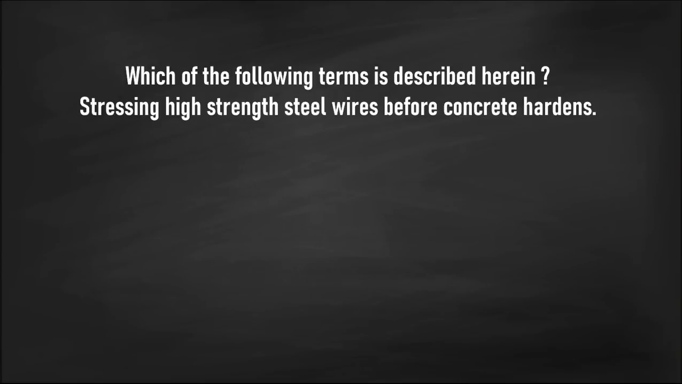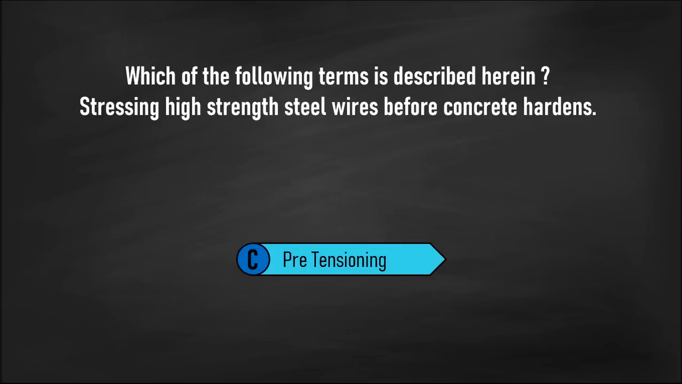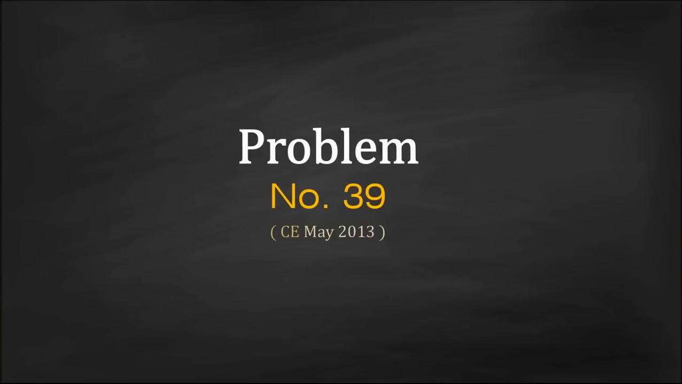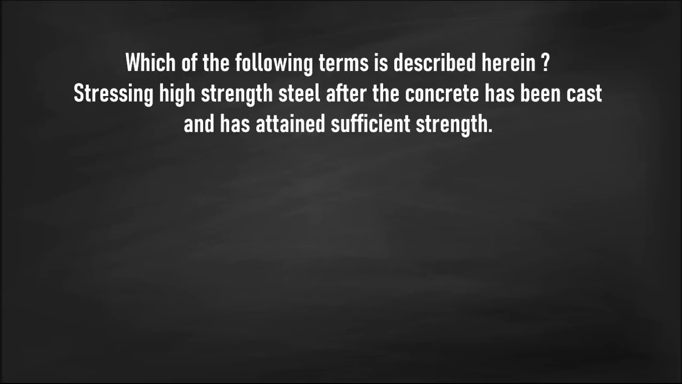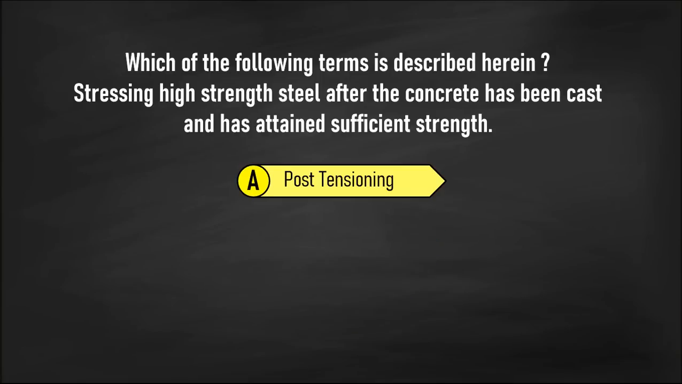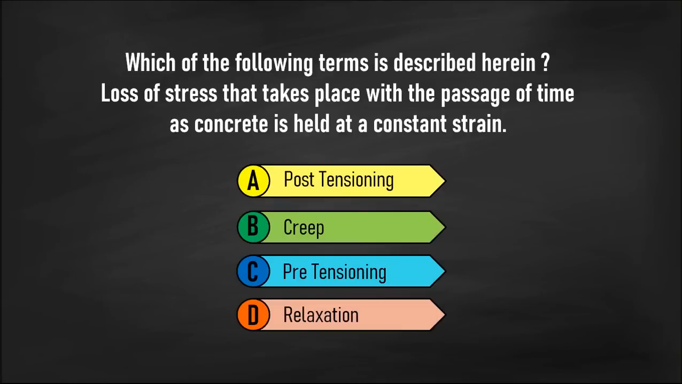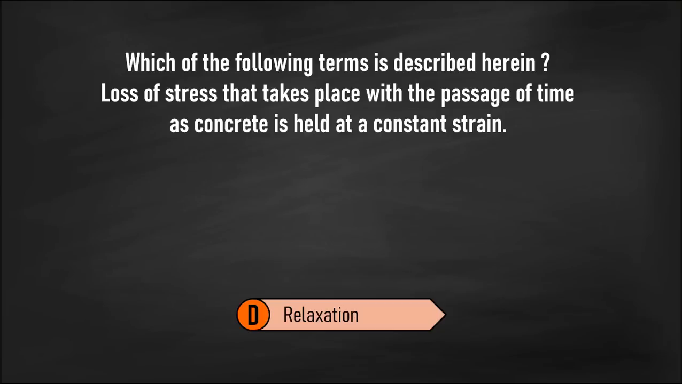Which of the following terms is described herein? Stressing high-strength steel wires before concrete hardens. Pretensioning. Which of the following terms is described herein? Stressing high-strength steel after the concrete has been cast and has attained sufficient strength. Post-tensioning. Which of the following terms is described herein? Loss of stress that takes place with the passage of time, as concrete is held at a constant strain. Relaxation.